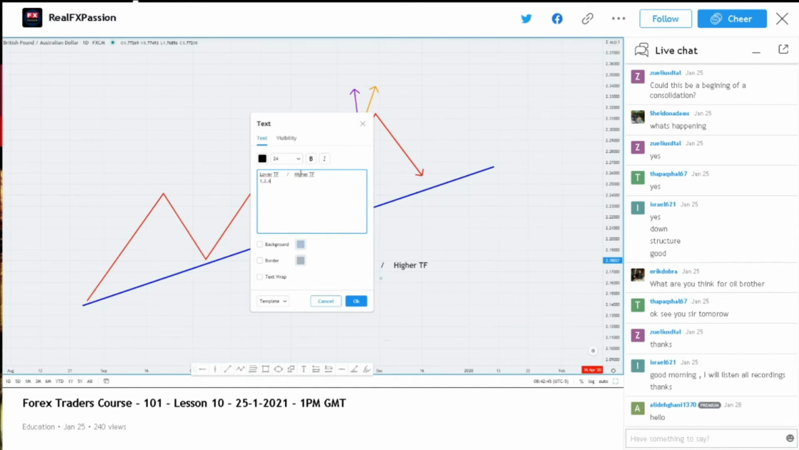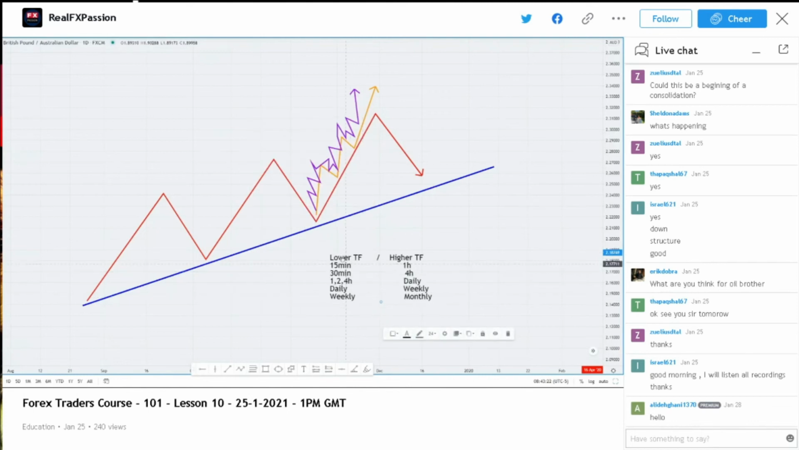So 1, 2, 4 hour. Now let's see like this. 15 minutes would be 1 hour. 30 minutes would be the 4 hour. 1, 2, 4 hour would be the daily. Daily would be the weekly, and the weekly would be the monthly. Okay? This is not a rule, it's more of a concept.